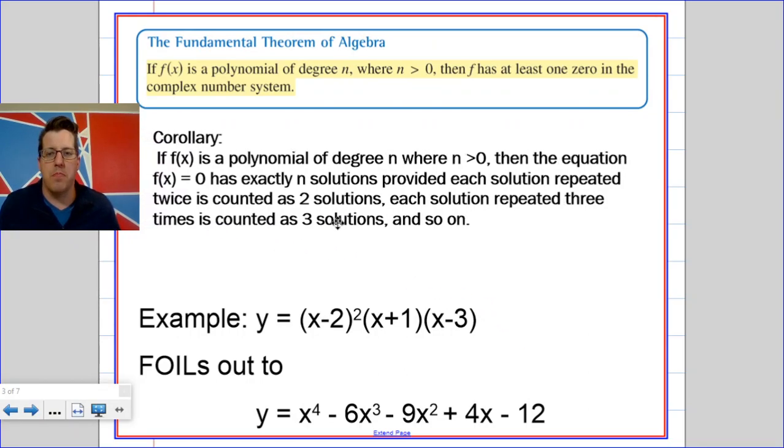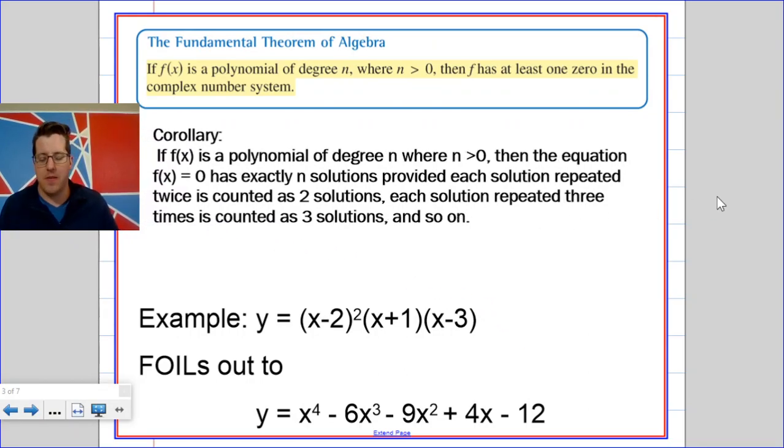Now, there's a bit more that we have to add on to that. This is about complex solutions. So one of your solutions could be 3i or -3i. That would count. Okay? Also, sometimes solutions are repeated.